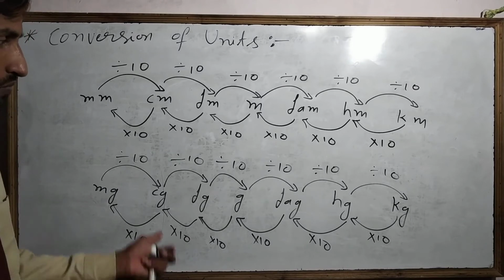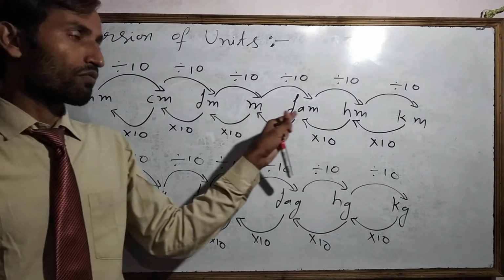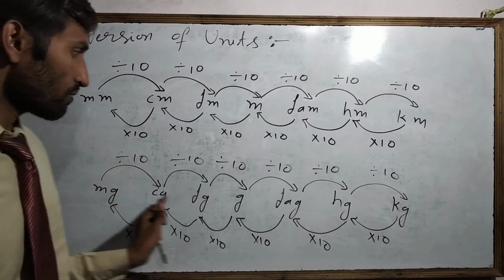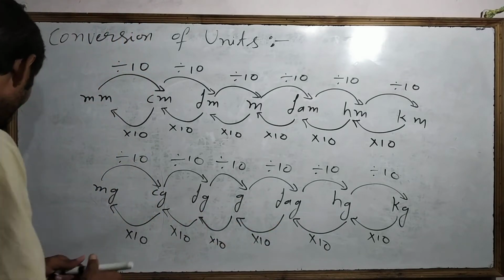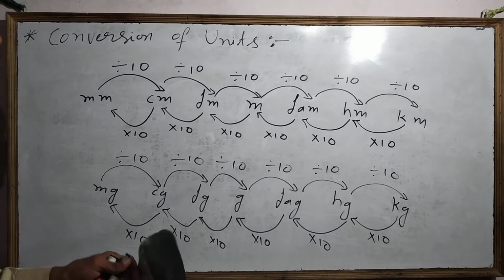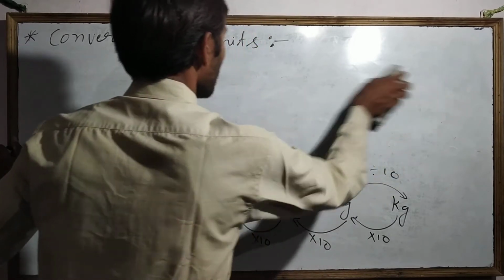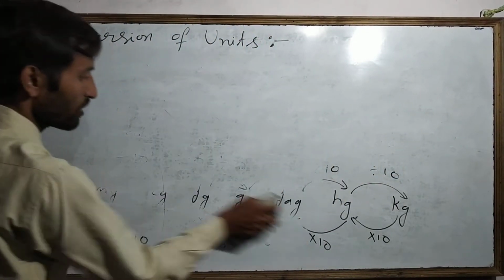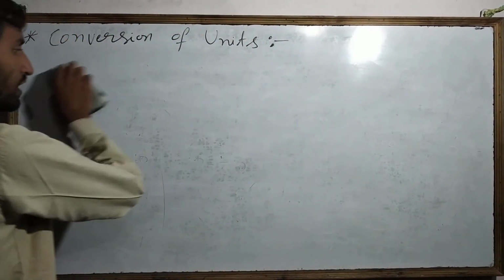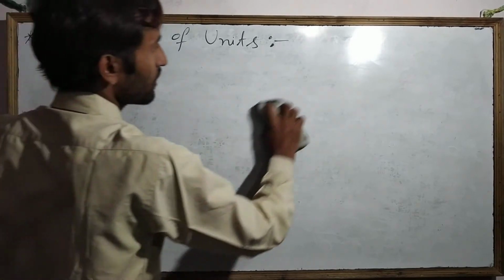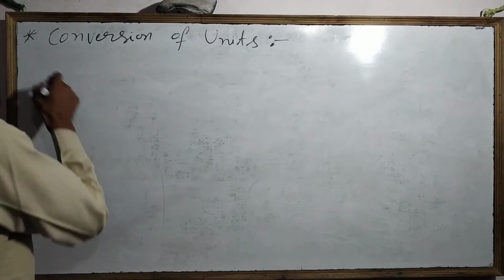You have to follow the same process for both, but this one is used for measurements of length and this one for measurement of mass, meaning whatever we weigh. Then next I will take some examples on this. How will we convert a smaller unit to a bigger unit or a bigger unit to a smaller unit? If we go from smaller to bigger, we divide by 10, or from bigger to smaller, we multiply.